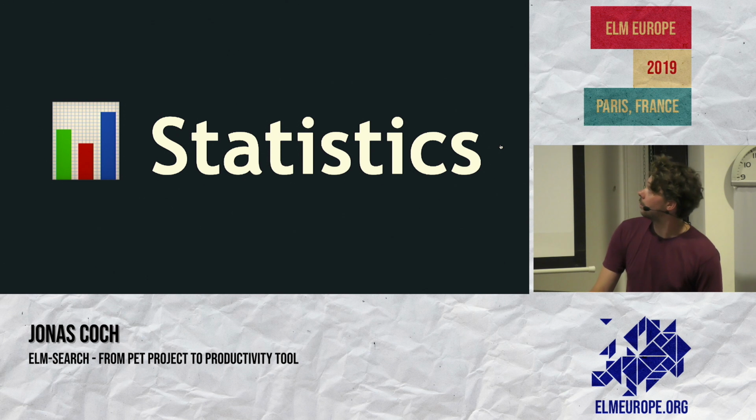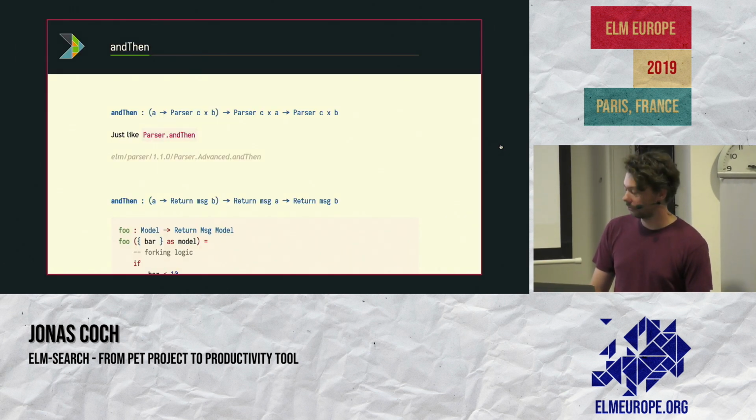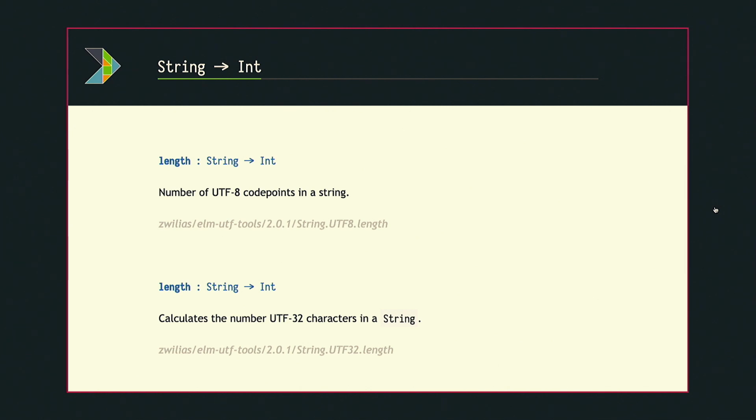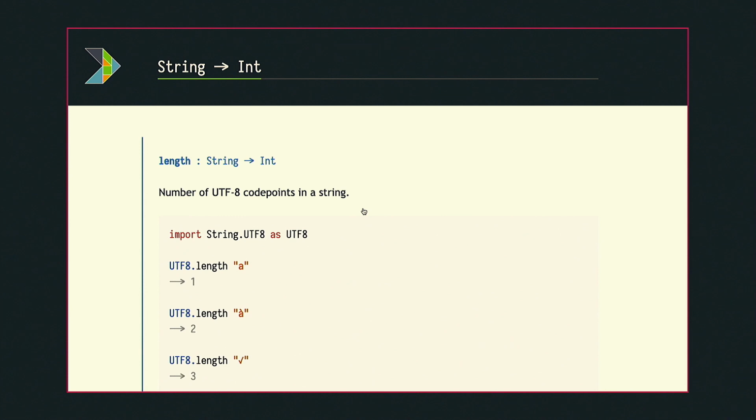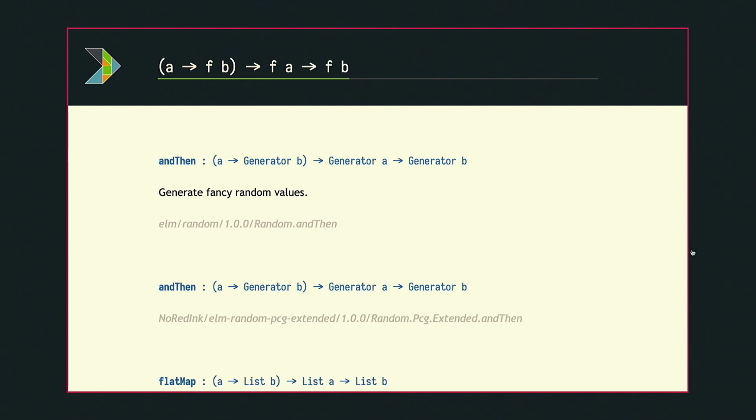So let's have a quick look at how it looks now. So it's basically the same. You can search by name or by type signature. And one feature added is you can toggle the full documentation of the value. And I also have basic support for type class style searches.